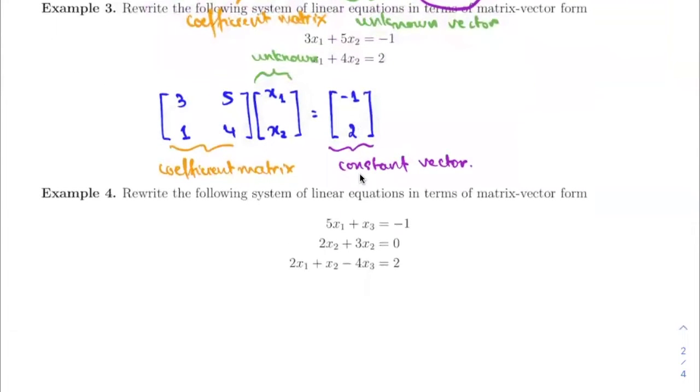Now for the next example, you have a system of 3 linear equations with 3 unknowns. That means the coefficient matrix is going to be a 3 by 3 matrix. The unknown will be a vector of 3 rows, or a 3 by 1 vector. And the right-hand side, the constant vector, will be a 3 by 1 vector as well.